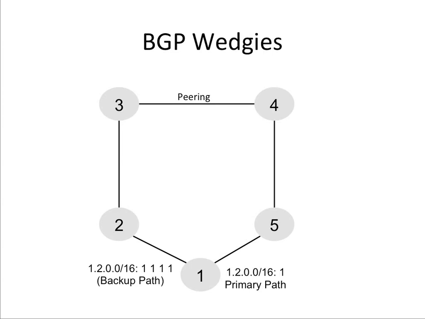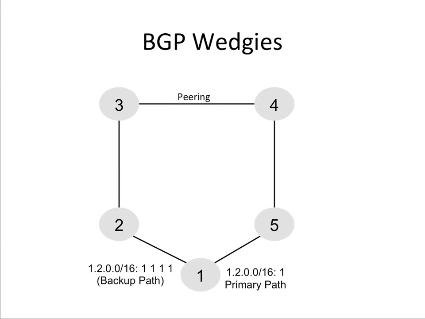Let's imagine we have a topology that looks like what we saw on the slide. The circles are autonomous systems. The numbers inside the circles are autonomous system numbers. We have, for autonomous system 1, two upstream ISPs, 2 and 5. And then they have their ISPs 3 and 4, and these are, let's say, tier one ISPs, and they peer with each other. Right? So that's the topology we have.